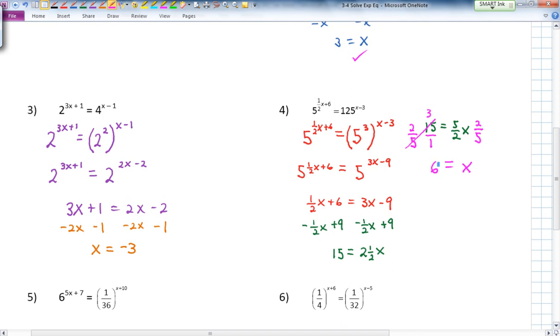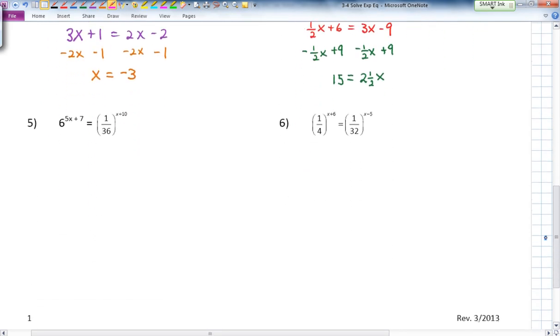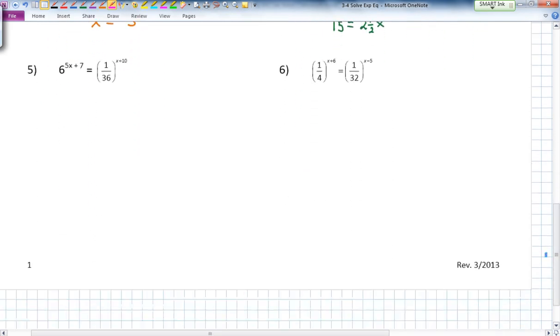Okay? So, a couple more. I'm going to try one, and then you guys are going to try one. All right? Number 5 gets us into the fractions. So you'll notice the left side, again, I can't break down a base of 6 at all. So there's nothing that's going to happen on the left side that's going to help me out. So I'm going to go ahead and leave the left side as 6 to the power of 5x plus 7.